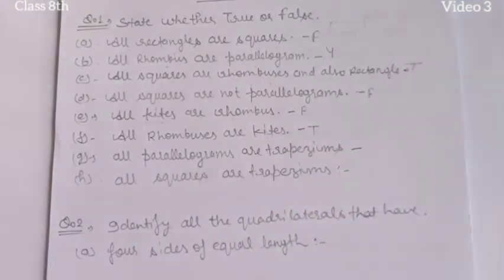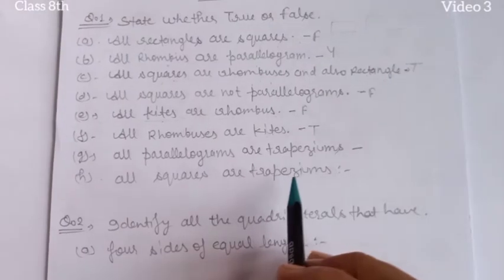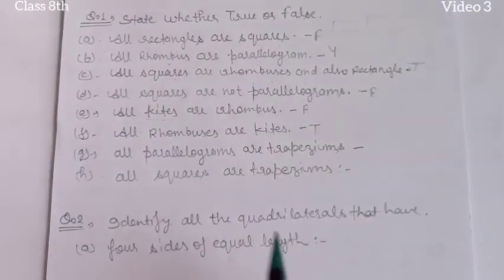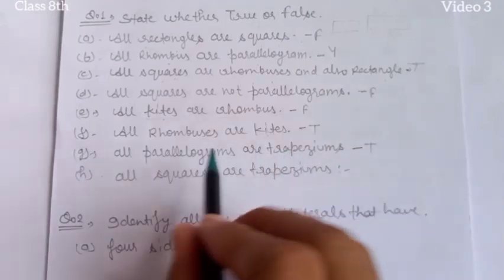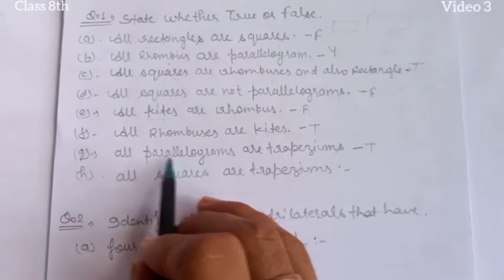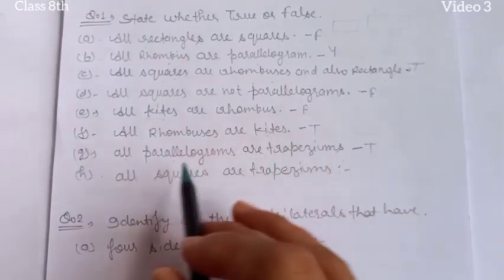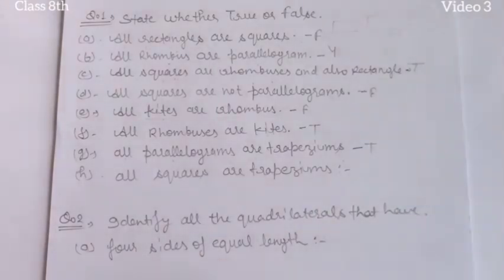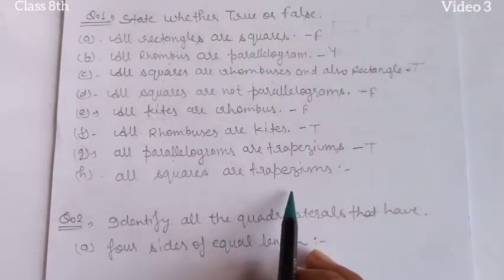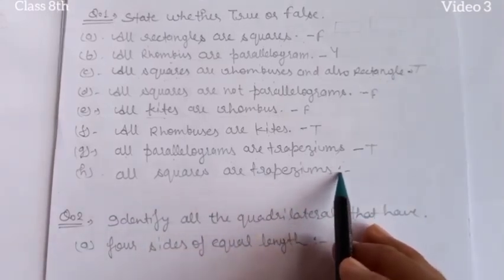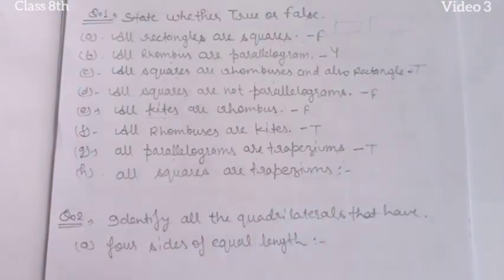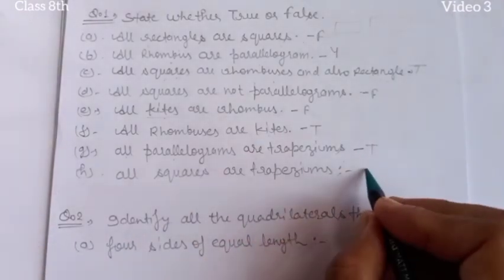True. Okay, let's see G part, all parallelograms are trapezium. Yes, this statement is true. Not all trapezia are parallelograms, but all parallelograms are trapezia. Why? Because they follow the property of the trapezium, that opposite sides are parallel. So yes, this statement is true. And the last is, all squares are trapezium. Yes, the same, all squares are trapezia because they also follow the property of the trapezium. One property is there, opposite sides are parallel. So this statement is true.